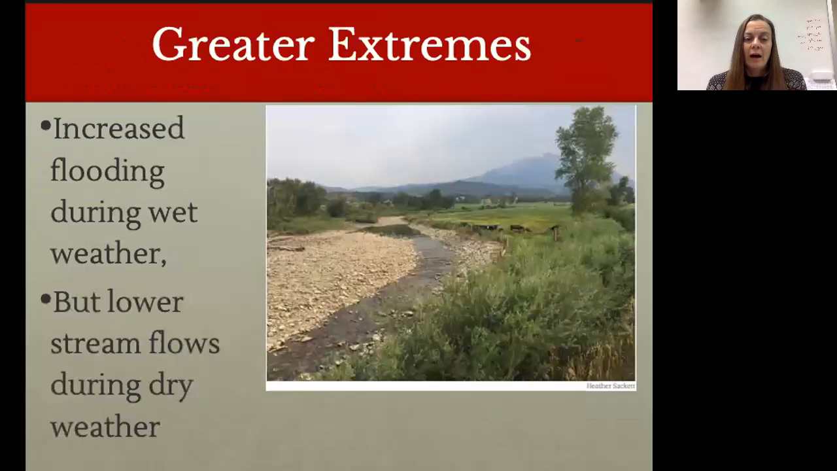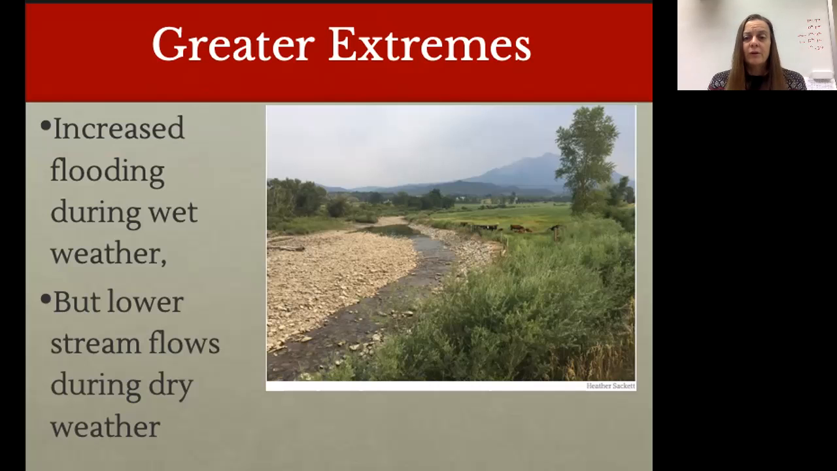When we have high runoff, you get big floods during wet weather, but lower stream flows during dry weather. So we get big extremes. It gets really, really high flow and really, really low flow. Those natural systems help to buffer that by lots of it soaking into the soil.